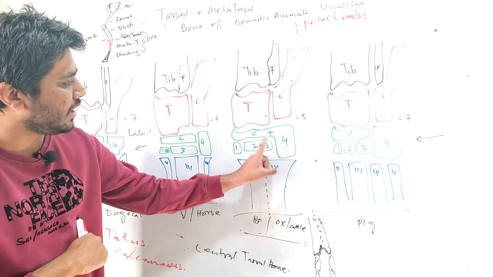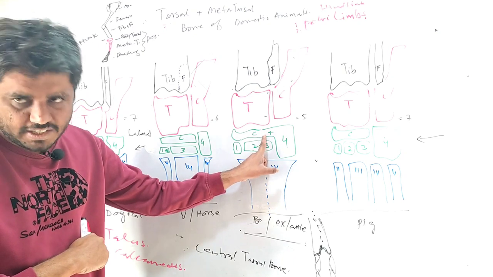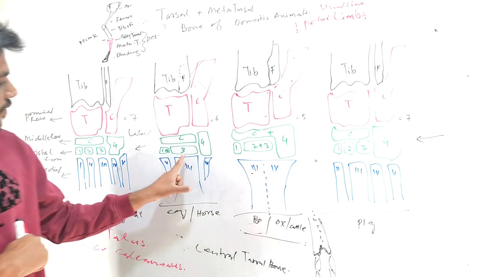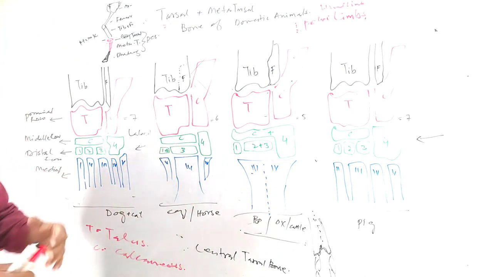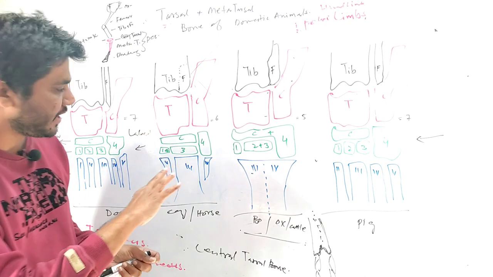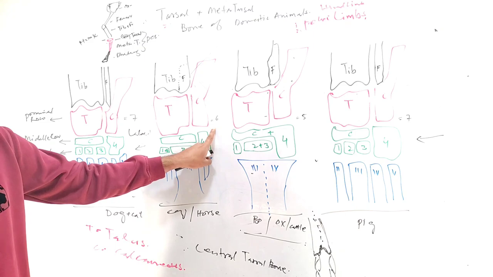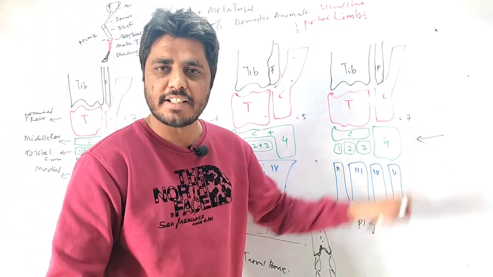We have the fourth bone of the distal row fused with the central tarsal bone. Two and three are also fused. Here in the horse, first and second are fused. So due to the fusion, the number of tarsal bones is also different. Dog have 7, horse have 6, cattle have 5, pig have 7.